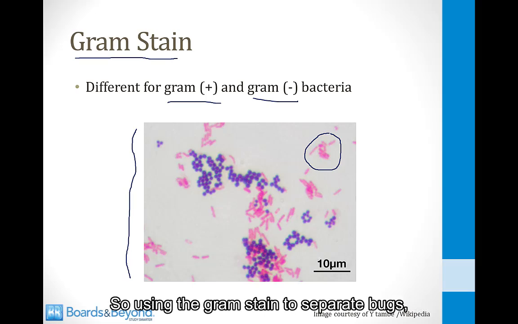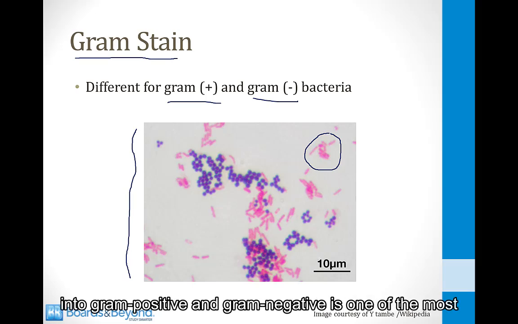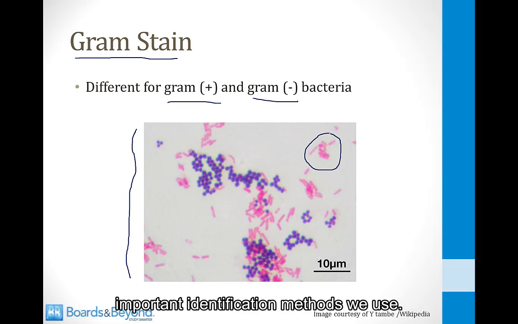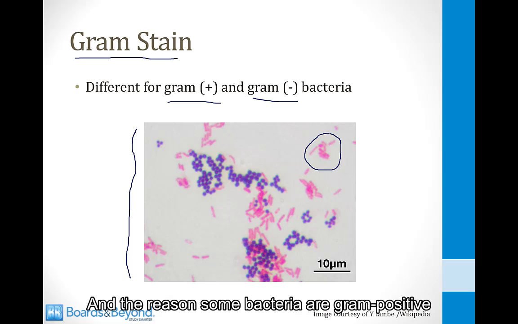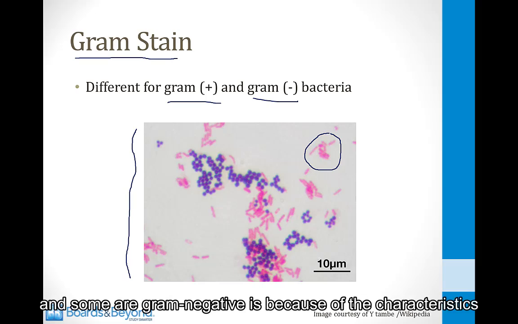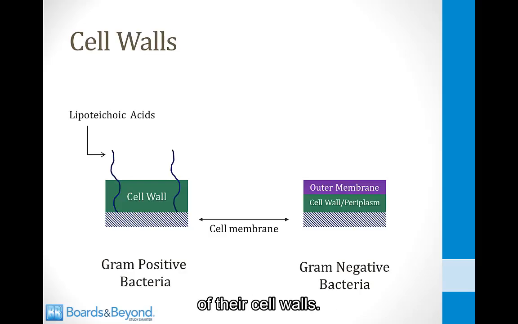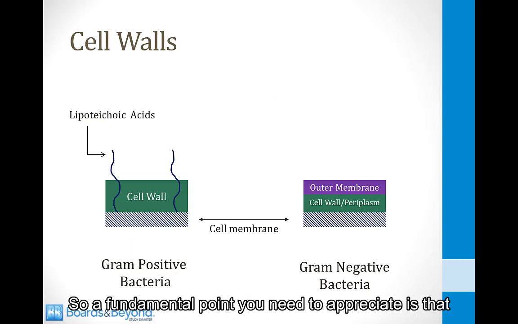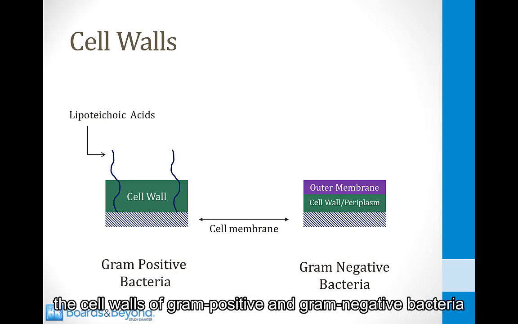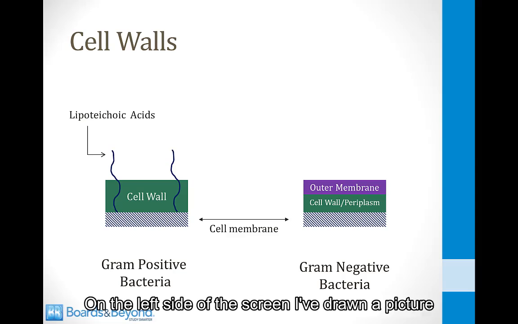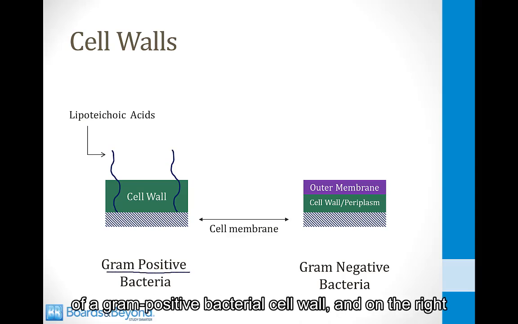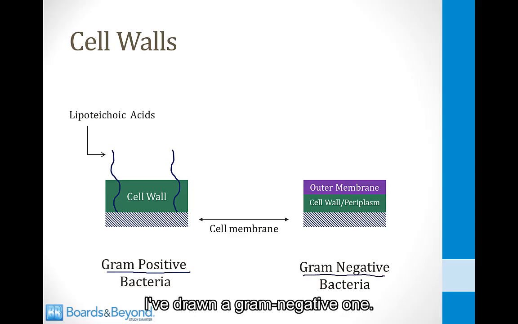So using the Gram stain to separate bugs into gram-positive and gram-negative is one of the most important identification methods we use. And the reason some bacteria are gram-positive and some are gram-negative is because of the characteristics of their cell walls. So a fundamental point you need to appreciate is that the cell walls of gram-positive and gram-negative bacteria are different. On the left side of the screen, I've drawn a picture of a gram-positive bacterial cell wall, and on the right, I've drawn a gram-negative one.